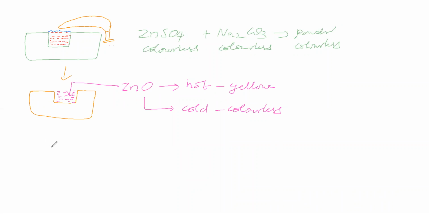Let us take lead nitrate and sodium carbonate mixed powder in the cavity. We are deflecting the reducing flame. After deflecting the reducing flame, what will be there in the cavity? That we will see. We are taking lead nitrate salt.